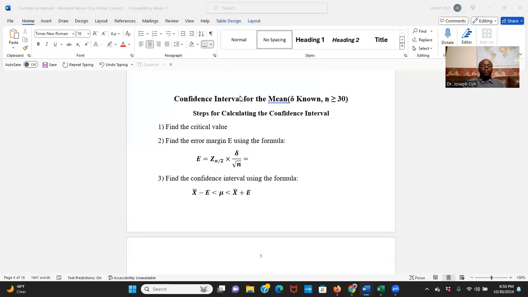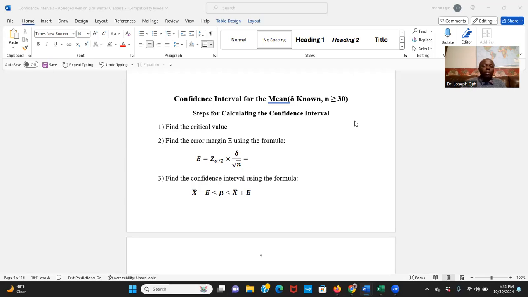We're looking at first case 1, which is the confidence interval for the mean, where the population standard deviation is known and the sample size is large. That means n greater than or equal to 30. Statistically, we say the sample size is large if it is selected randomly, properly randomized, and is equal to or greater than 30.